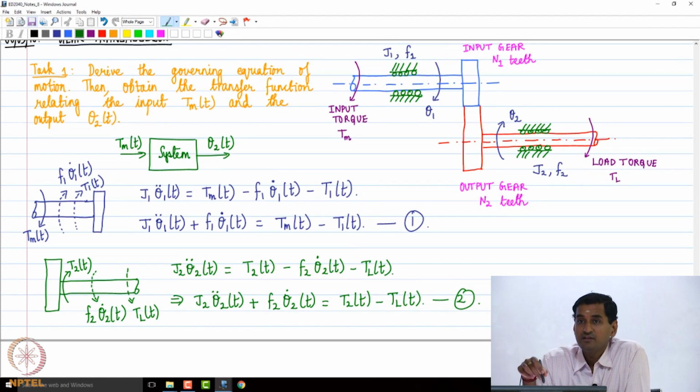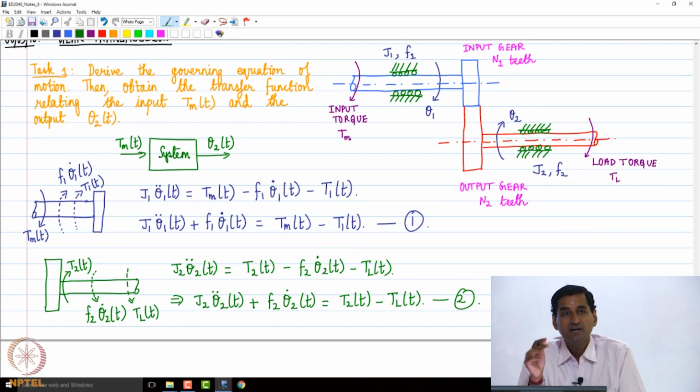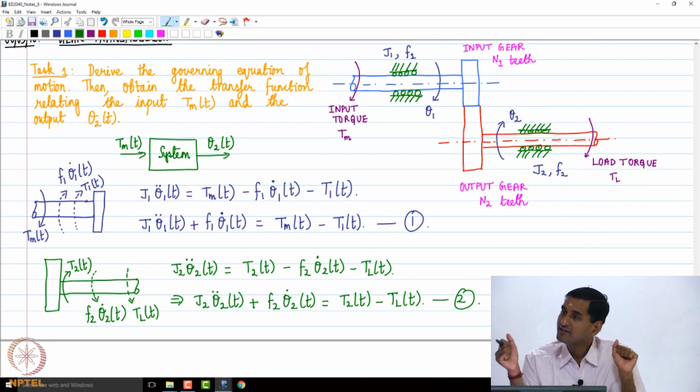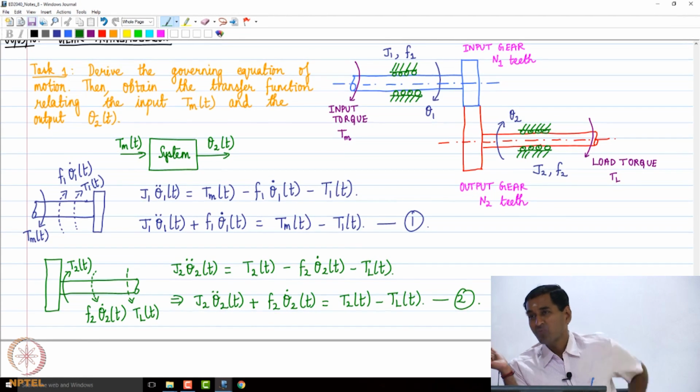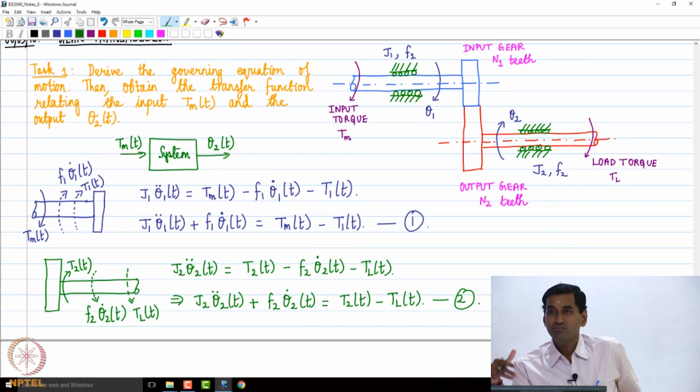Now, of course, we need to eliminate T1, T2, and theta 1, right? Because ultimately we want one consolidated equation relating the output to the input, right? So if you recall, that's what we are aiming for, right? As far as our framework is concerned, if we identify a system with an input and an output, we want a governing linear ODE that relates the input to the output, right? So our input is Tm, output is theta 2. So we should have an ODE only relating those two variables, right? TL(t), one can model it as a disturbance, okay? So we'll come to that later.